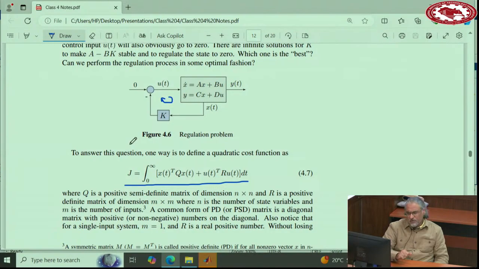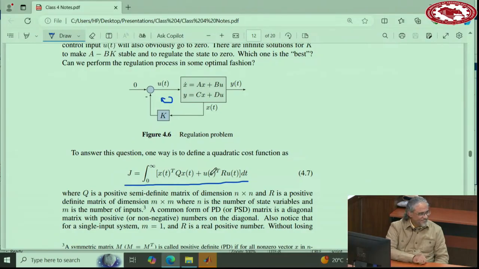What is this cost function? If you look at this cost function, it uses x transpose times some matrix times the vector. So this is a generalization of a square. The square of a variable, when you take the integral of that, generally speaking or physically speaking, is an indication of the energy of that variable, right? So it says, I want to minimize the energies of all the variables in this system, including even the input.